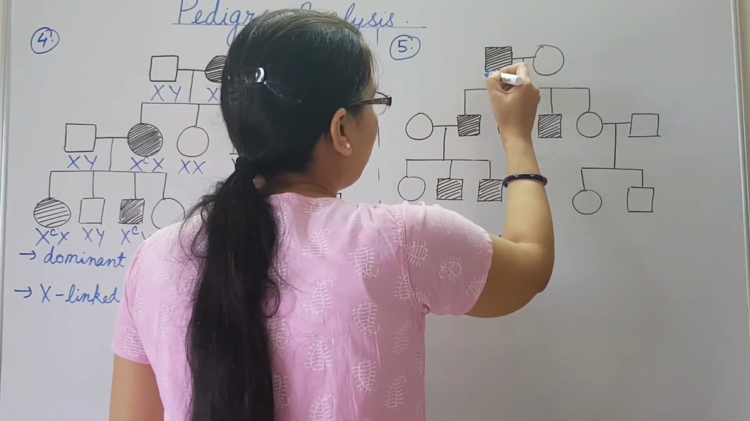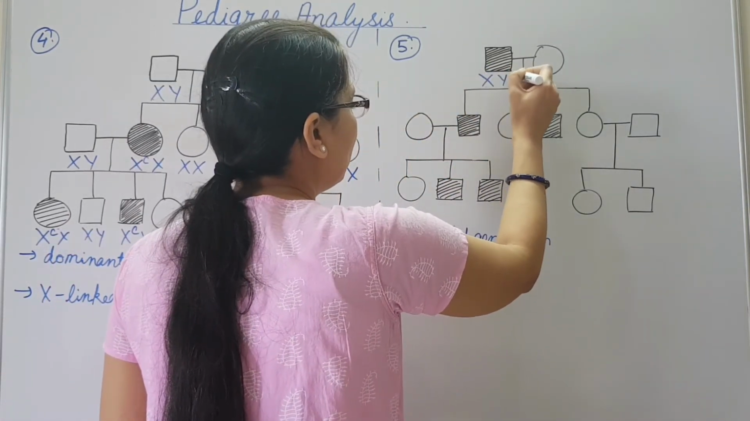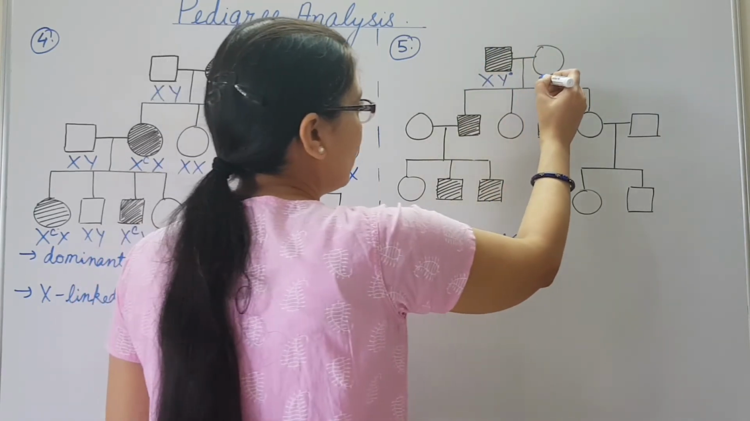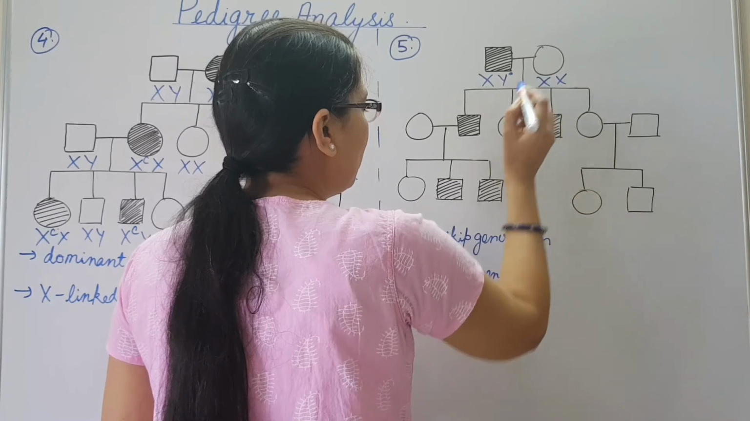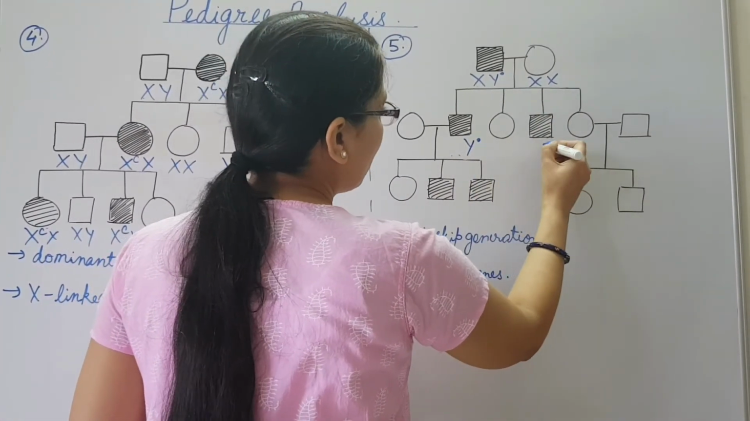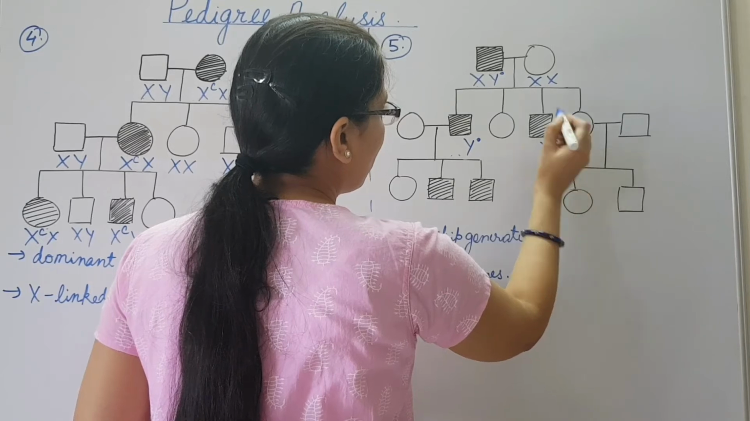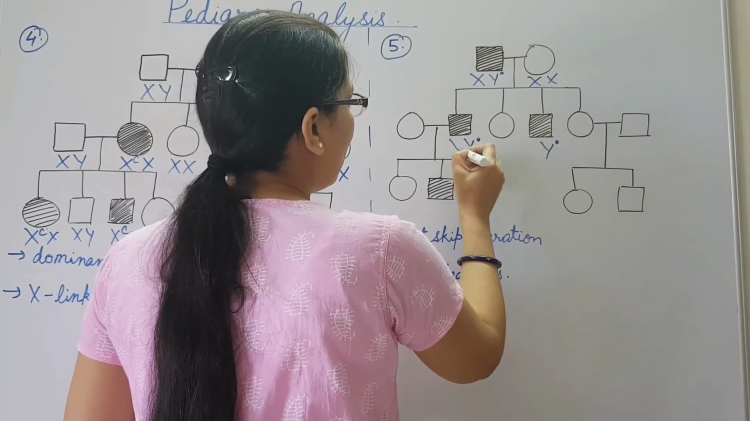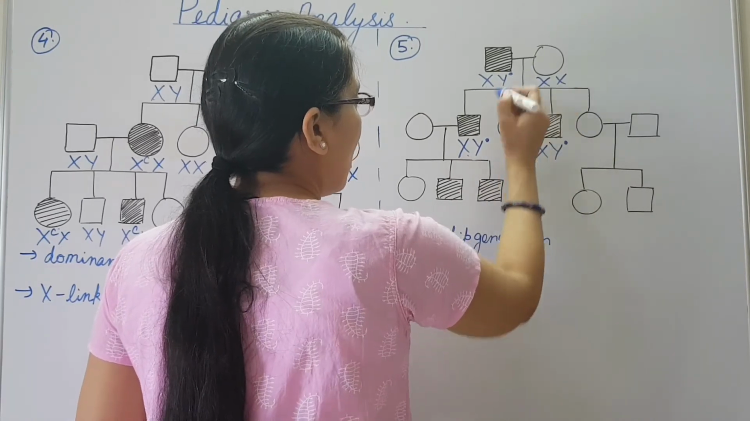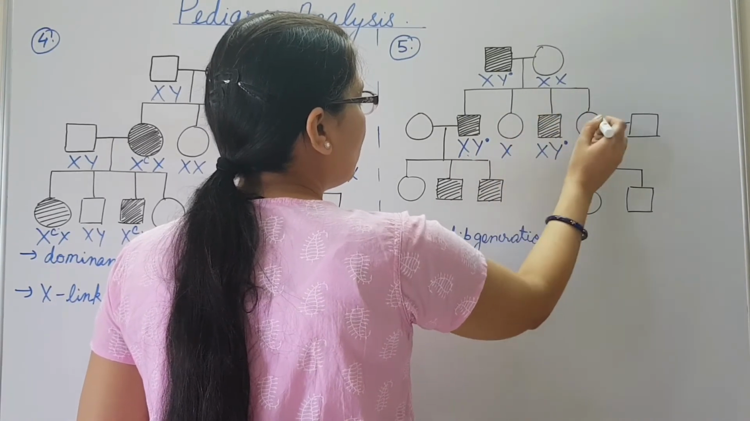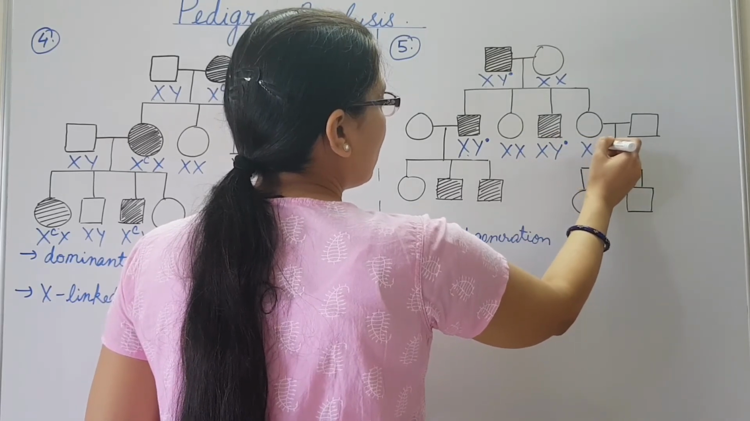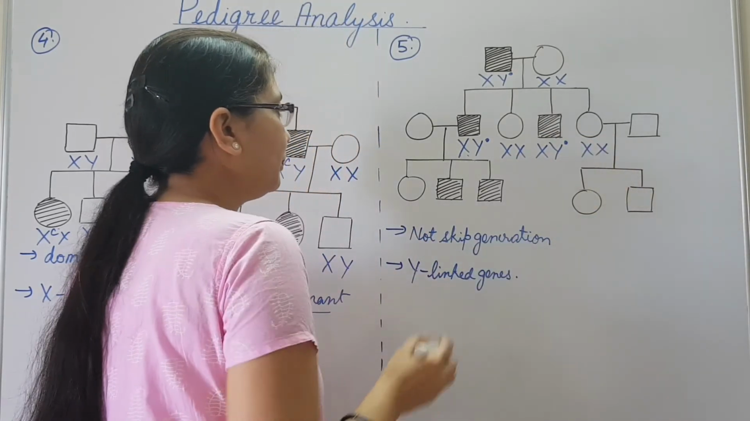So let us see. This is an affected male and the gene for the trait is present on the Y chromosome. This is an unaffected female. So the sons will receive the Y chromosome containing the gene for the trait from the father and the X chromosome from their mother. So both the sons are affected. But these daughters receive the X chromosome, 2 copies of the X chromosome, so these are unaffected.